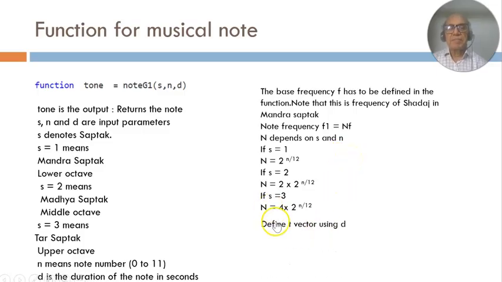then N is obtained. Now what you do is define a t vector using d. D is the duration of the note, so you generate a t vector using that. In earlier sessions we have seen how to generate this t vector. Then using f1 and t, generate the note and then return. So this explains the various variables that are used in this note function. So tone is the output, S, N and D are the inputs.